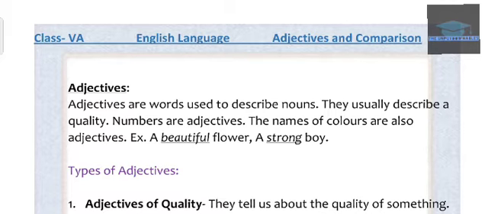Adjectives. Adjectives are words used to describe nouns. They usually describe a quality. Numbers are adjectives. The names of colors are also adjectives. Example, a beautiful flower, a strong boy. In these two examples, beautiful and strong are adjectives. So I have tried to simplify the definition for you, but you may also go with the definition which is written in your book.